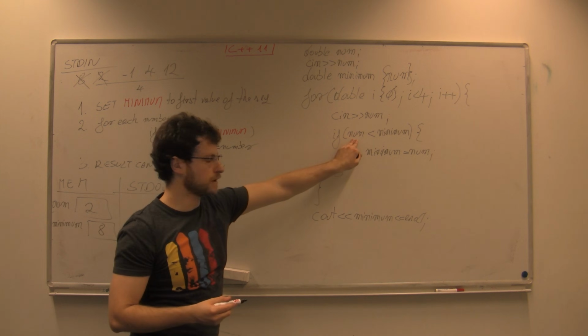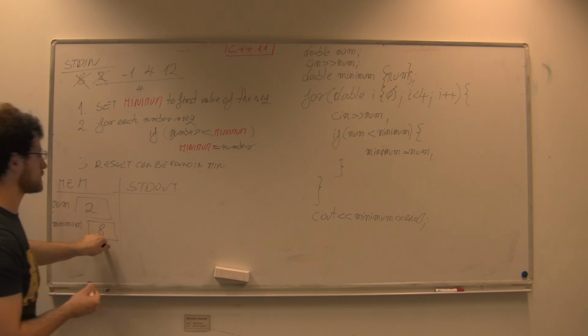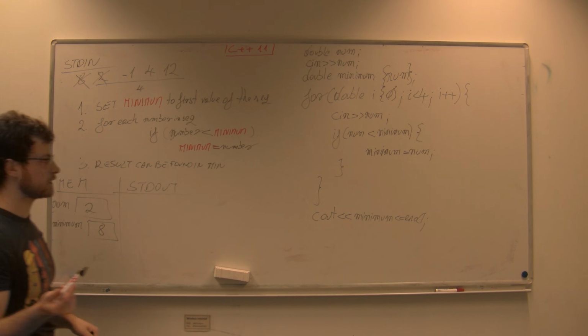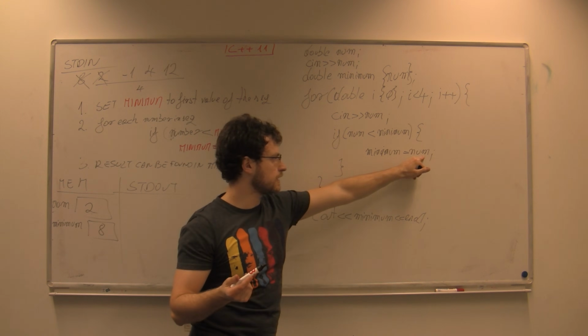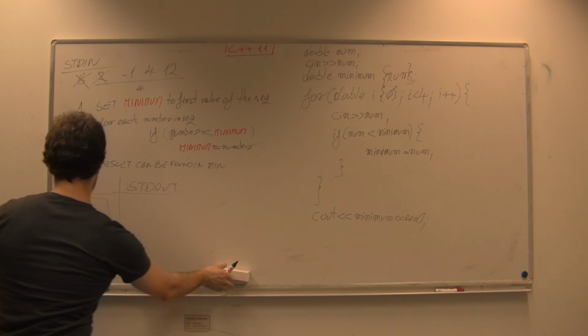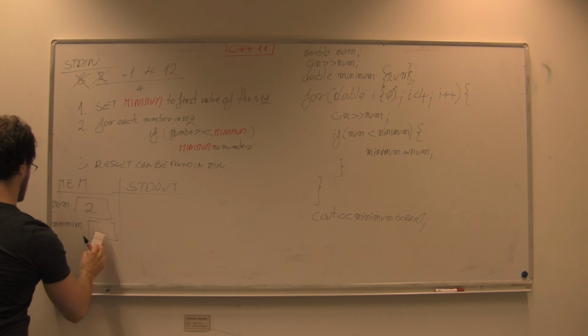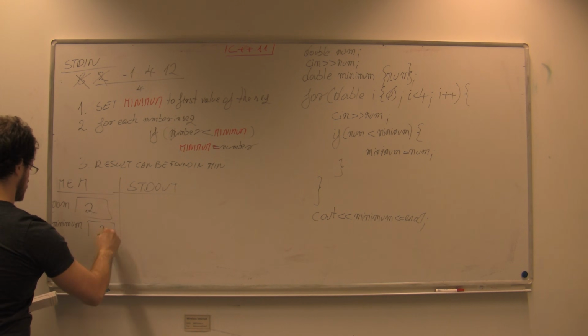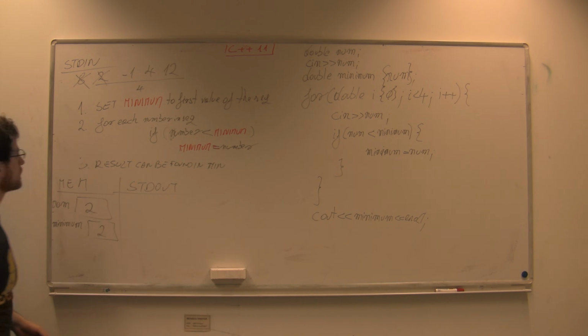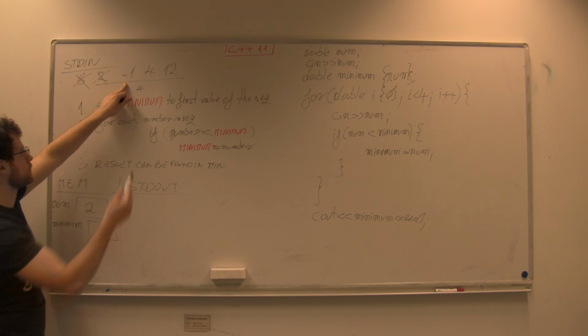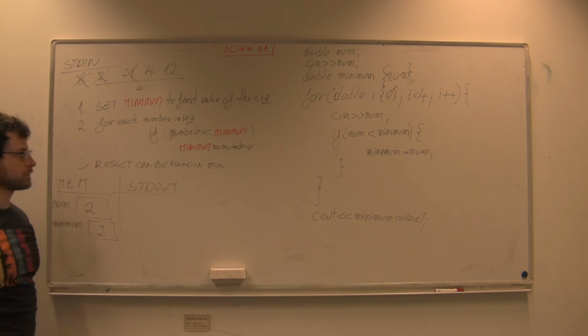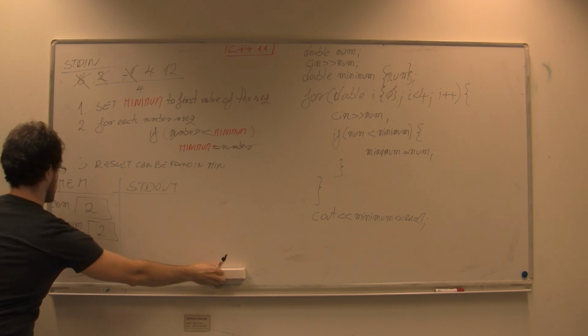Check whether num is smaller than minimum. It is. We perform conditional execution. Assign num to minimum. So minimum now becomes 2. We read the next number, -1, and store it to num.